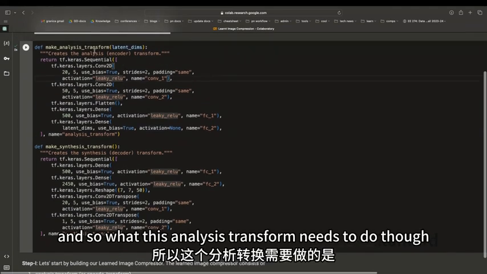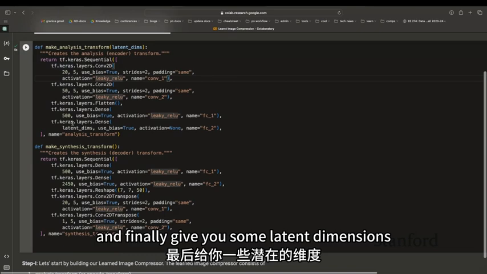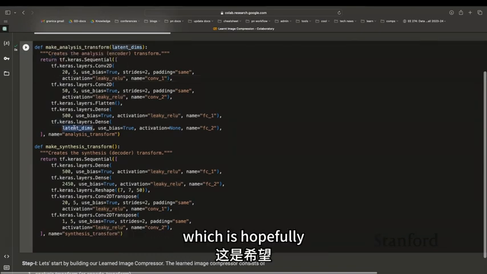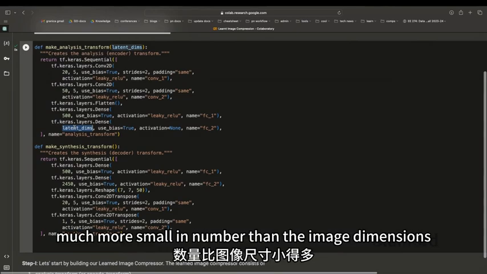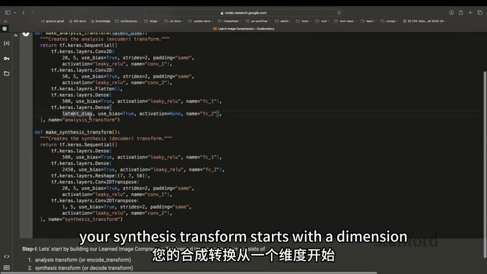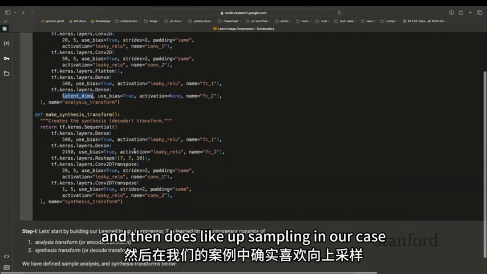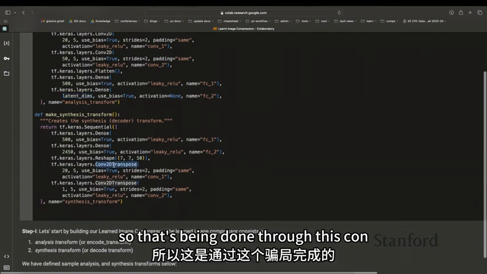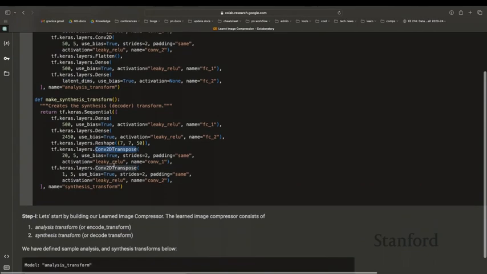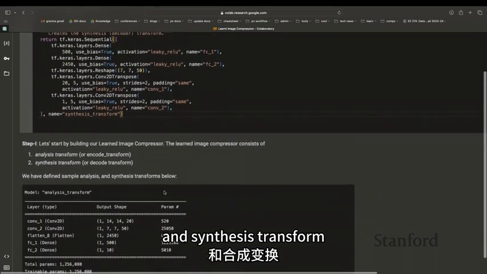What this analysis transform needs to do is start from the size of the image and finally give you some latent dimensions number of vectors, which is hopefully much smaller in number than the image dimensions. That's the really important thing. Then your synthesis transform starts with a dimension roughly like this latent dimension, and then does upsampling in our case. That's being done through this Conv2DTranspose. And that's basically the architecture for your analysis and synthesis transform.